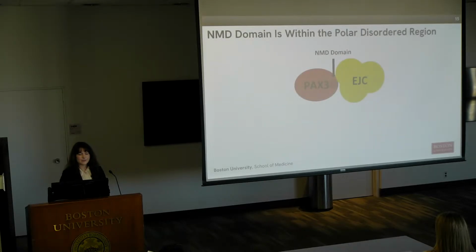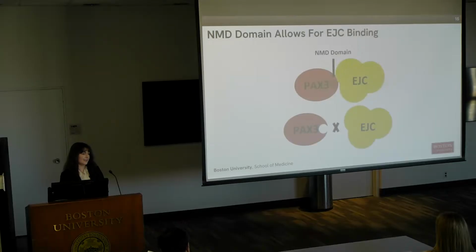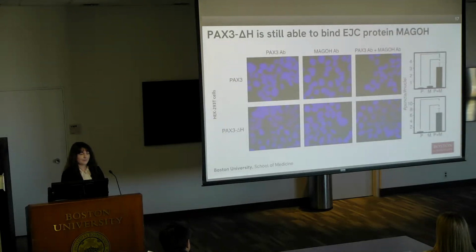So with this information, we feel confident that the NMD domain is located within the polar disordered region of the linker region. And it was from this I hypothesized that loss of this region will lead to loss of EJC binding. But we actually found the opposite to be true.